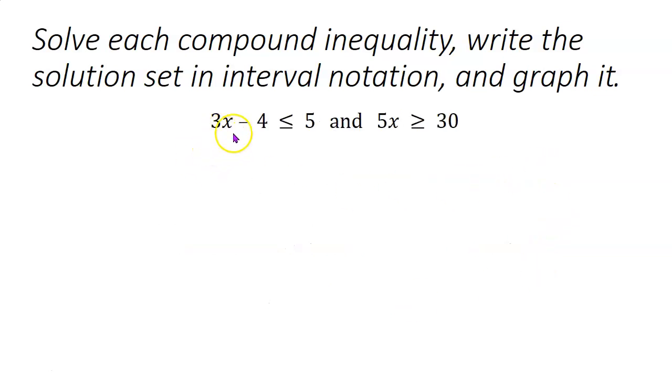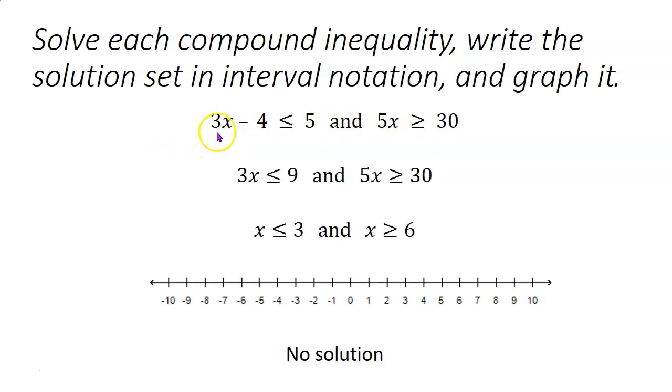Next example, 3x is less than 4, or 3x minus 4 is less than or equal to 5, and 5x is greater than or equal to 30. Again, work on each separately to get x by itself on one side. With this, if we add 4 to both sides, we get 3x is less than or equal to 9. Then divide both sides by 3, and we get x is less than or equal to 3.